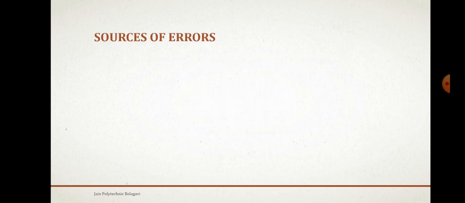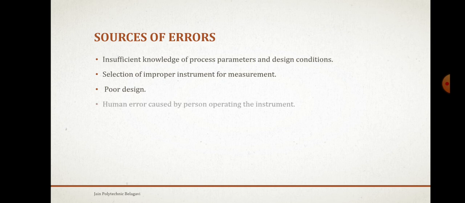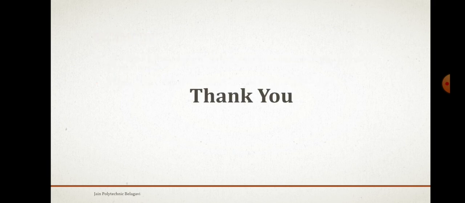Then sources of errors. Which are the sources of errors? Insufficient knowledge of process parameters and design conditions, selection of improper instrument for measurement, poor design, and human error caused by the person operating the instrument. So these all are sources of errors. At last, summary. Resolution is the ability of a measuring system to discriminate between nearly equal values. Human errors in making measurements are termed gross errors. Okay, thank you.